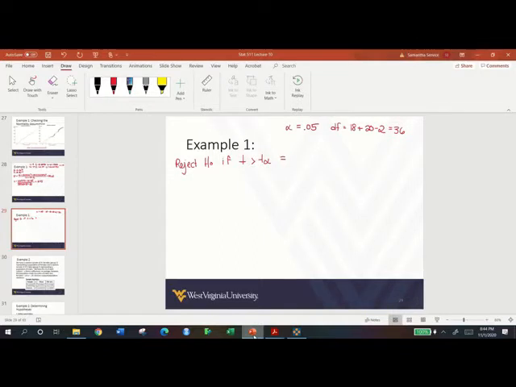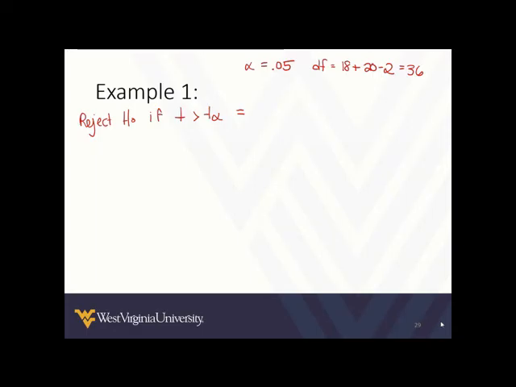So going back to our slides, we have 1.6896. If we compare, our t statistic was 2.03, and it is indeed greater than our critical value. So therefore, we can go ahead and reject our null hypothesis.